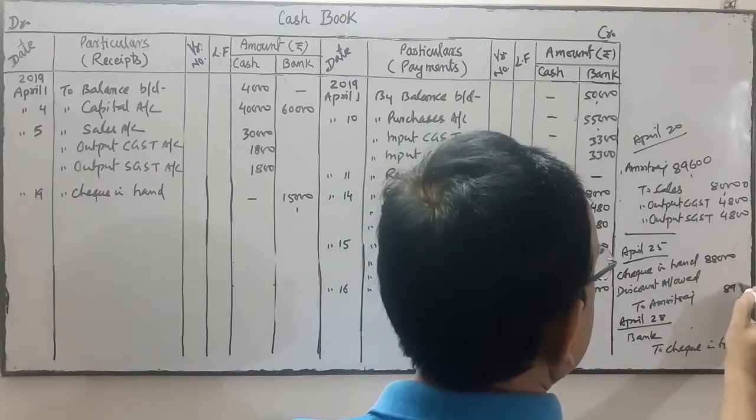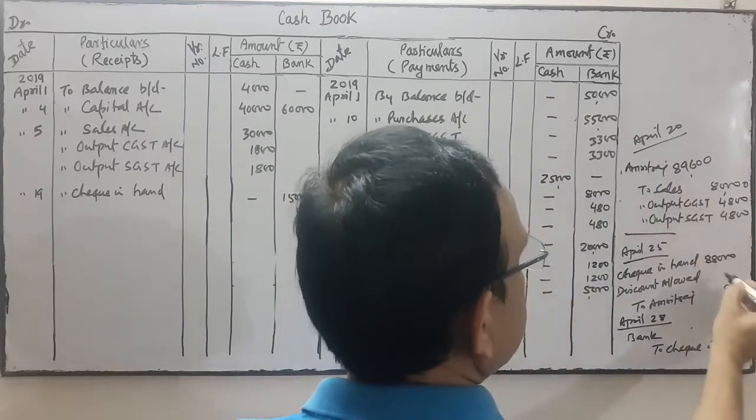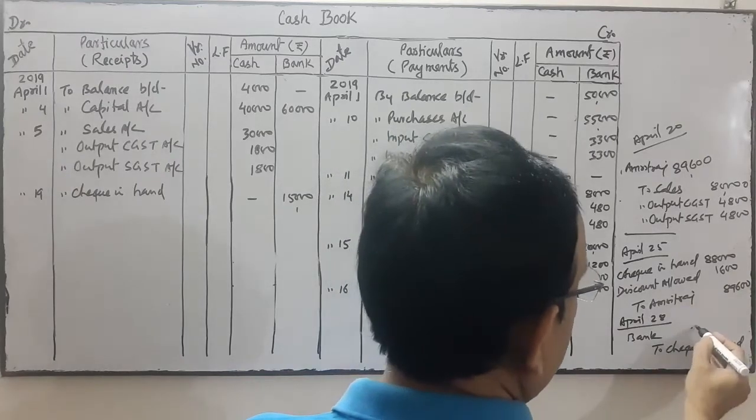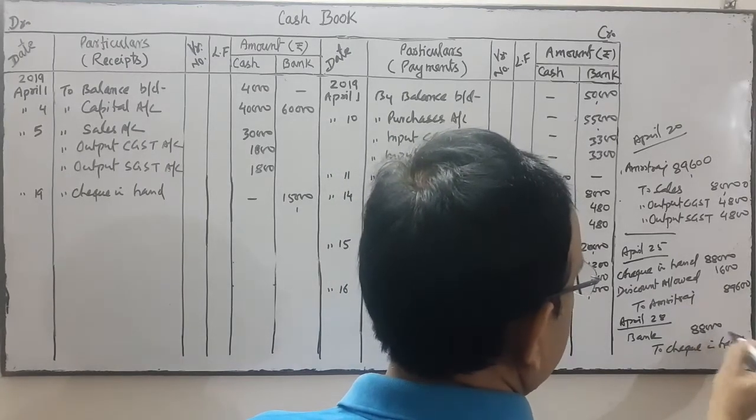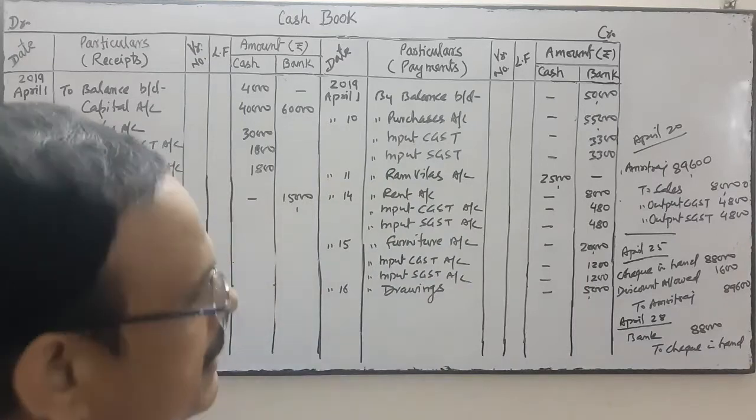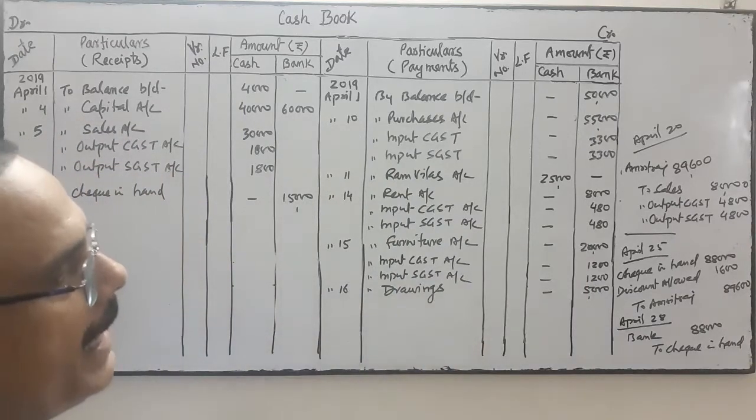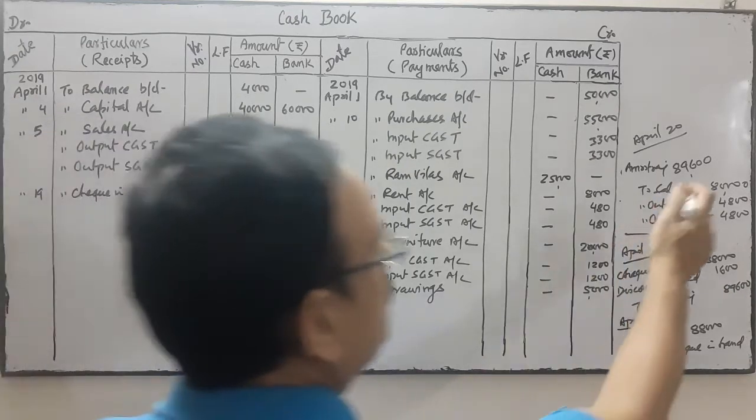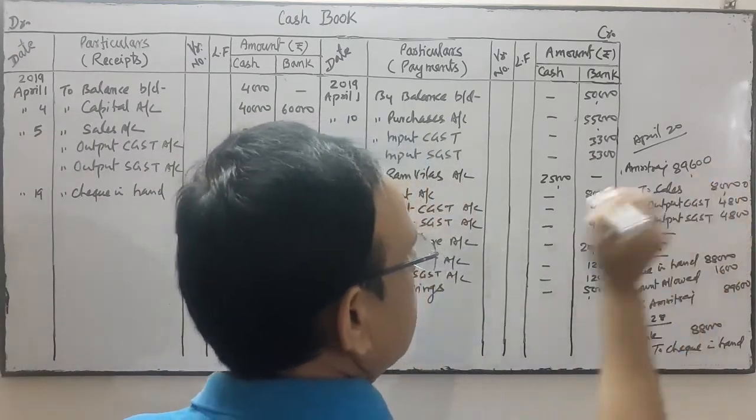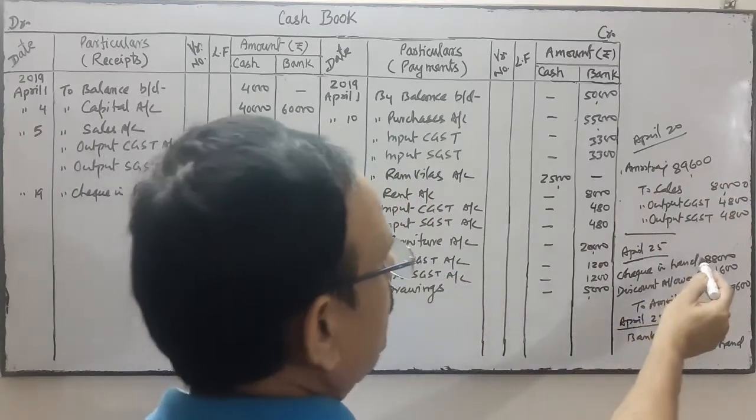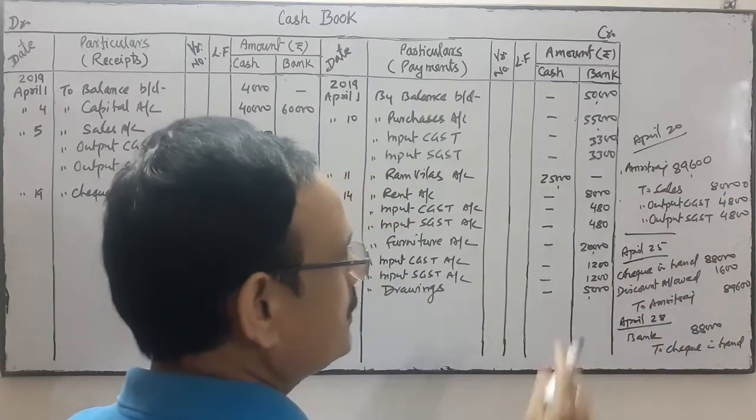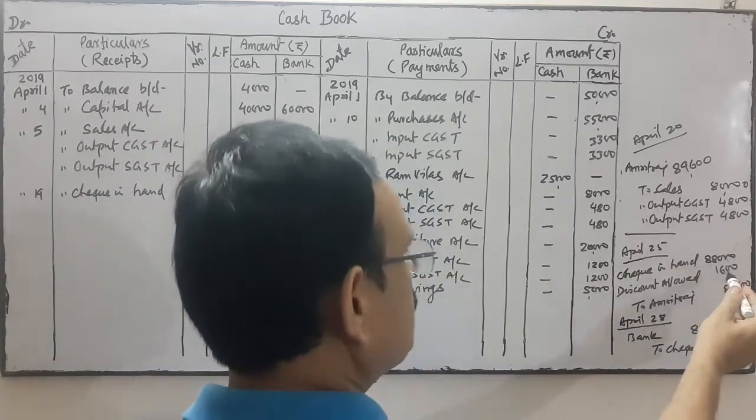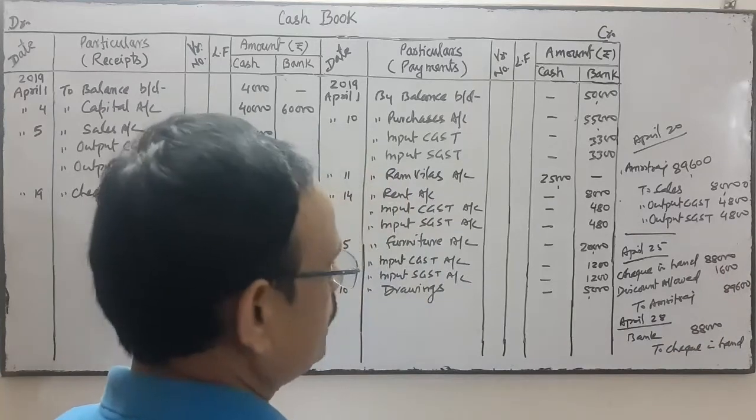This is 89,600. It means 1,600 is the discount allowed. So here we will receive 88,000, which we have received, and it is deposited into the bank. So bank account debit to check in hand 88,000. This is the amount of credit sales including CGST and SGST. Out of that he has paid 88,000 by check, which is not deposited on the same day. So in full settlement of his account, 1,600 is the discount allowed.